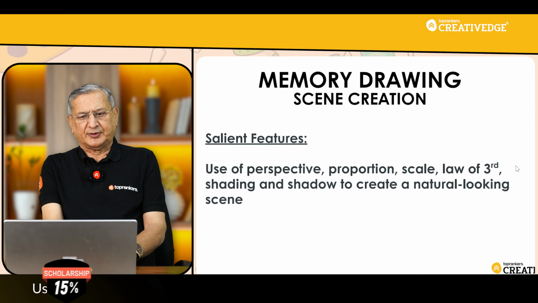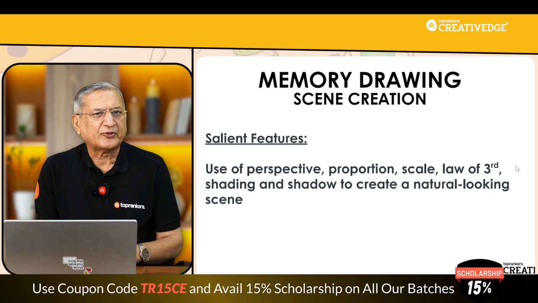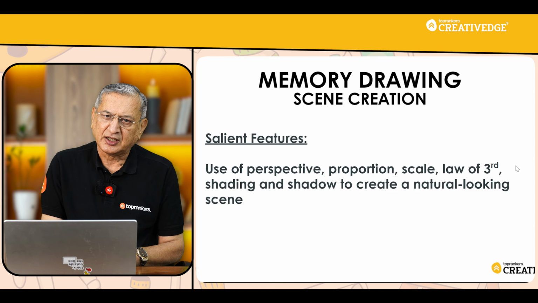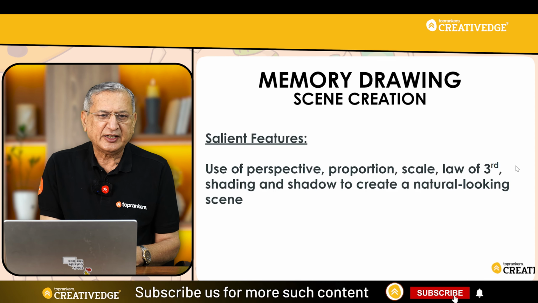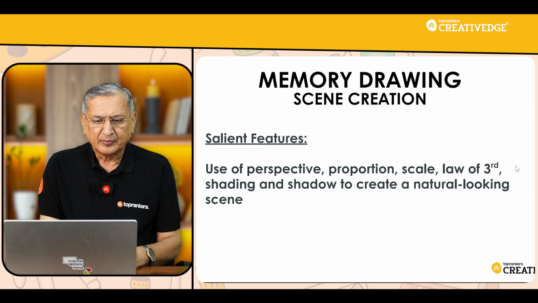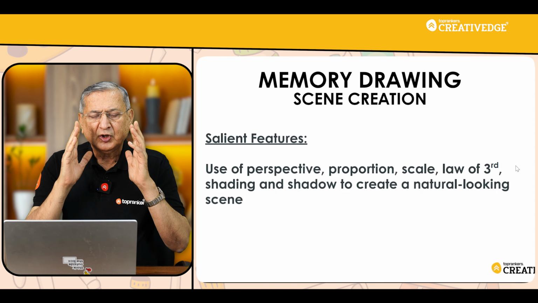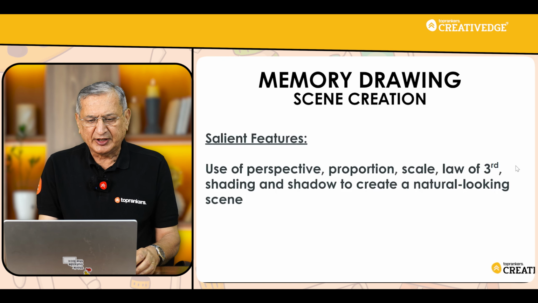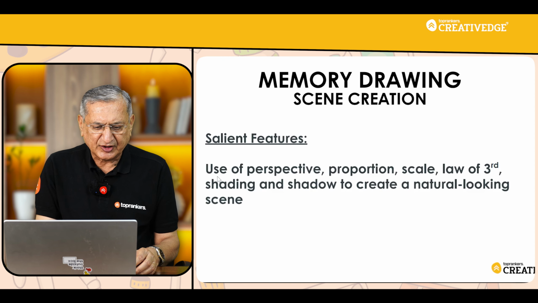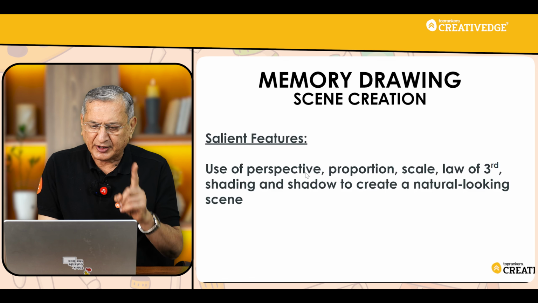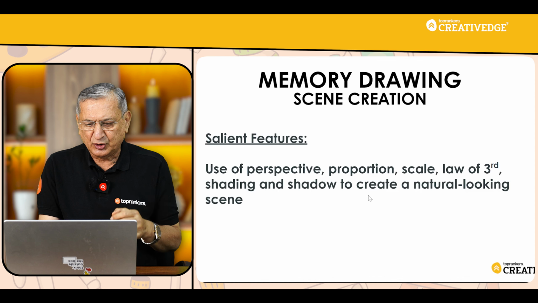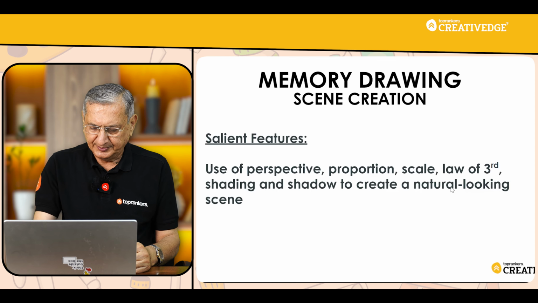In the memory drawing section, now remember one thing I must clarify here. Any two of these questions will be asked in NATA, not all the five varieties that I am showing out of the four variables. But yes, I have jotted down all the five important types of question. So in memory drawing, salient features you should remember: use perspective, proportion, scale, law of thirds, shading and shadow to create a natural looking scene.